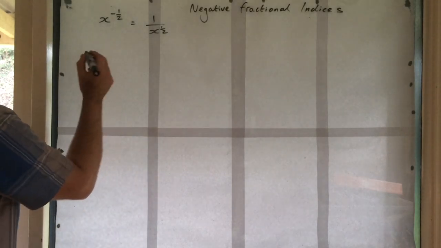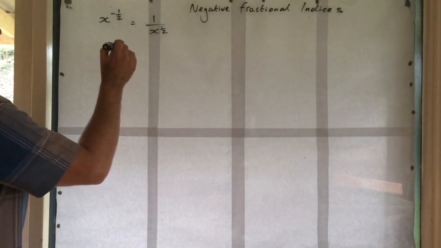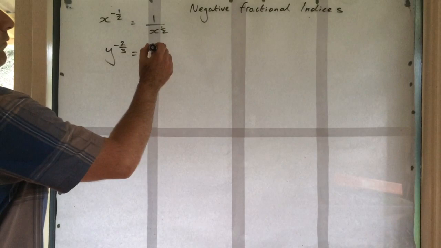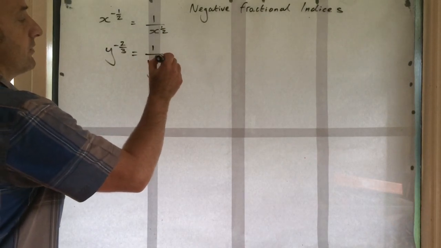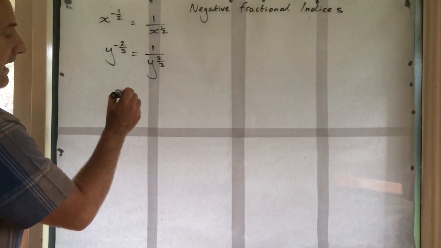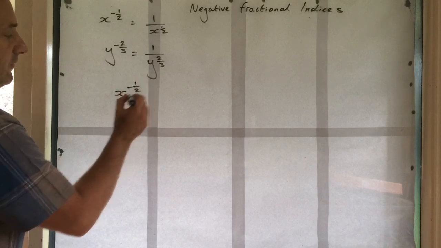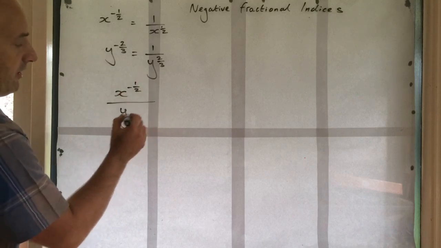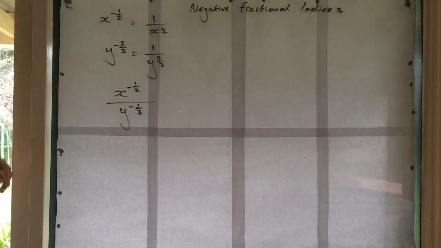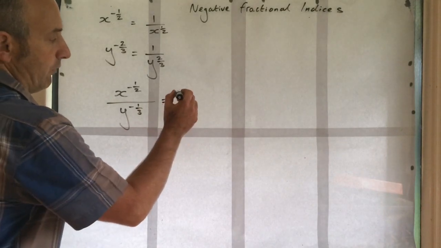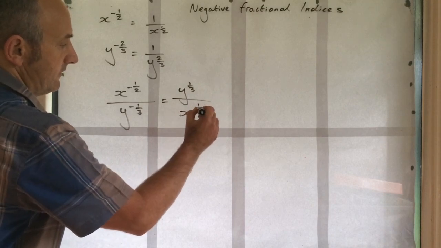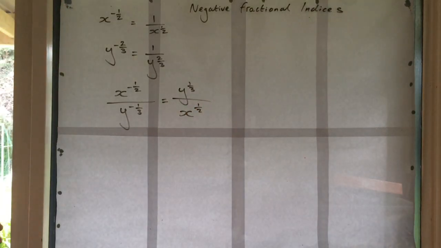What if we've got this? y to the negative 2/3. What does that become? 1 over y to the 2/3. What if we've got this? x to the negative half over y to the negative 1/3. Well, all we're going to do is swap them over. So we end up with y to the 1/3 over x to the half. Simple as that. It's absolutely simple as that.